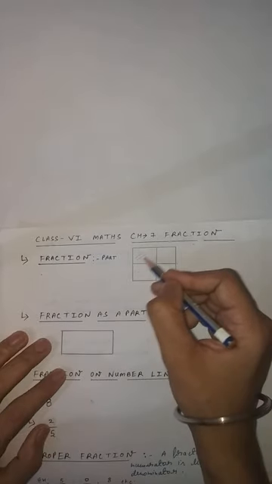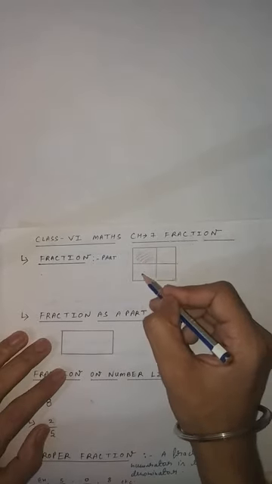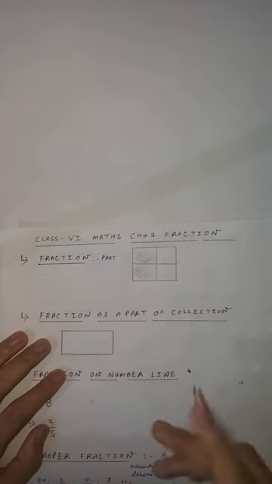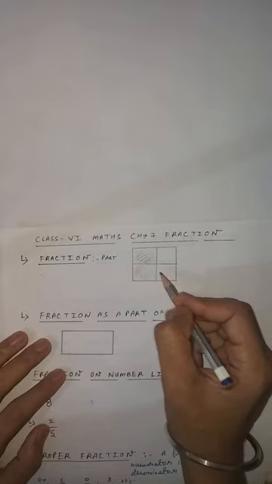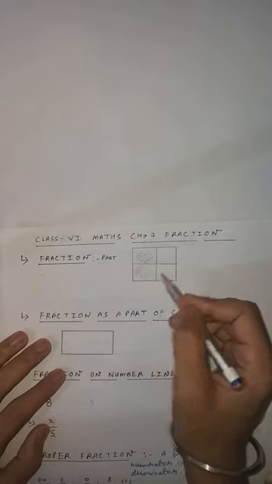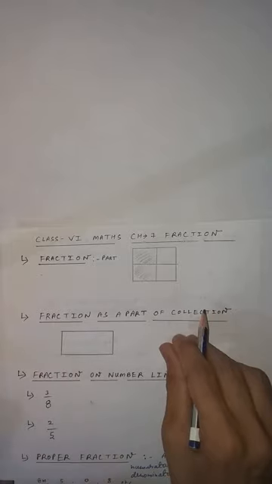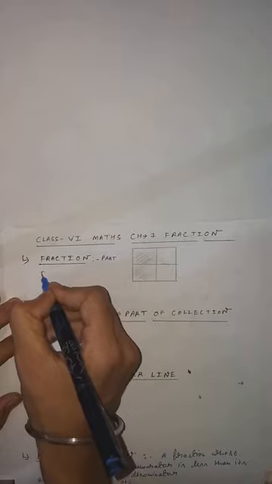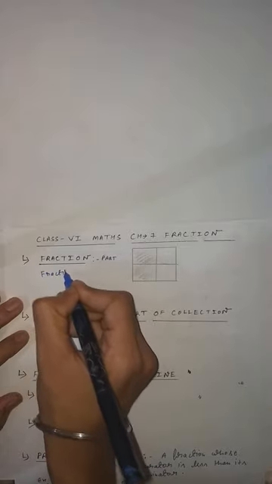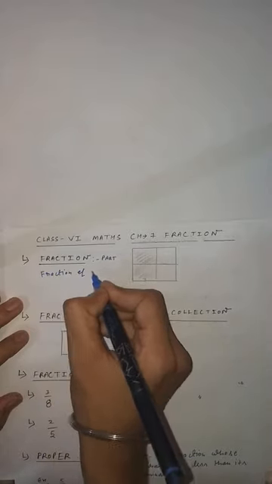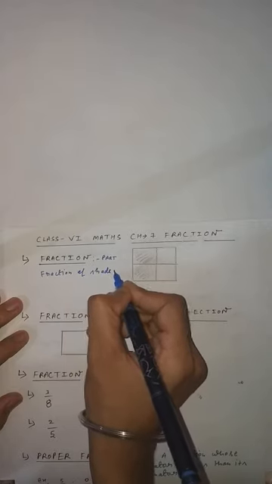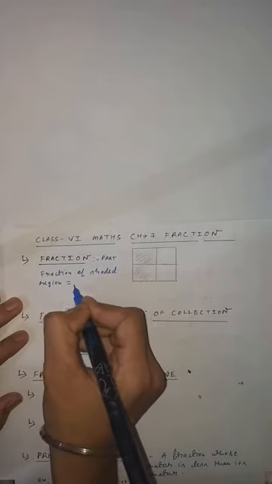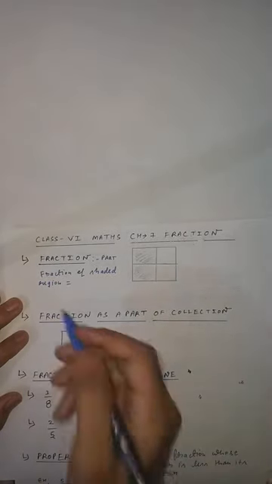But here, if you shade this part and this part. Clear, students? Initially it was a square. You divide the square into 4 parts, and now you shade 2 parts. So if anyone asks you for the fraction of the shaded region or part, how will you give the answer, students?